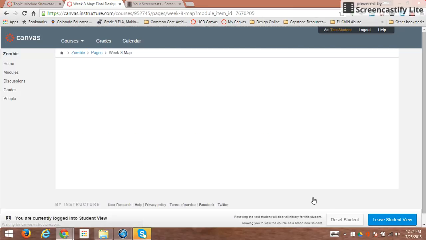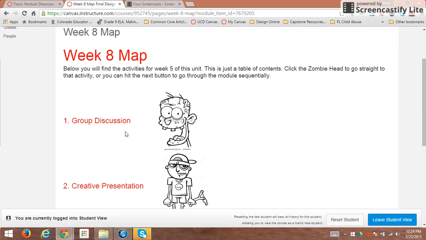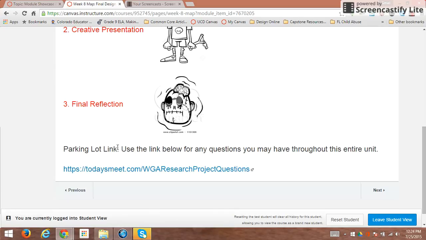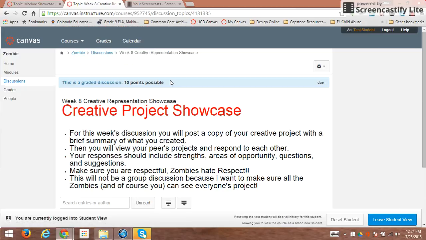And then in the final week, they're going to be finishing up their project and have one final group discussion, a creative presentation, and a final reflection. They're going to actually present the creative project they created in week 6 and week 7. So for their group discussion, they're going to actually showcase their project.